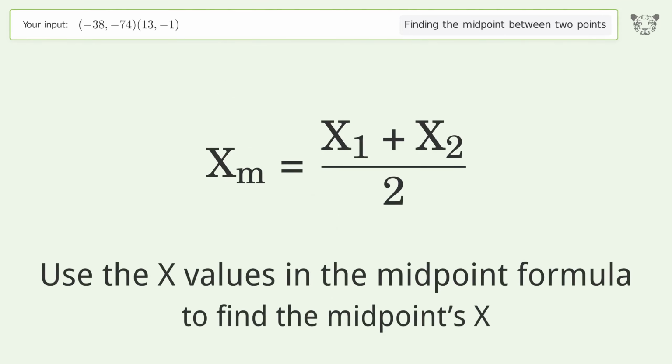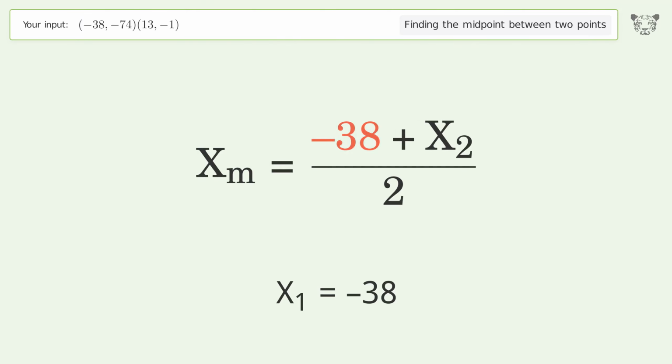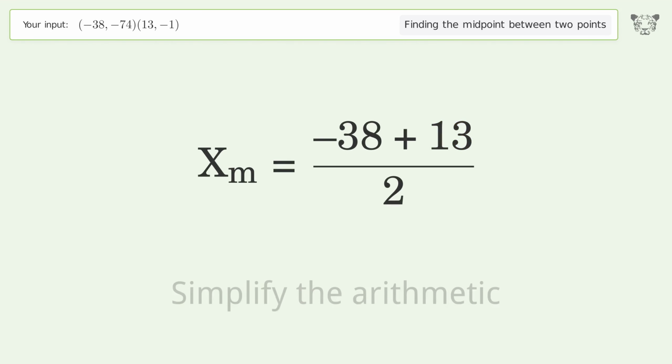Use the x values in the midpoint formula to find the midpoint's x. x1 equals negative 38. x2 equals 13. Simplify the arithmetic.